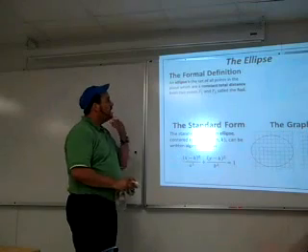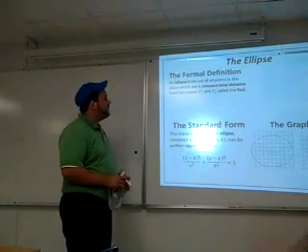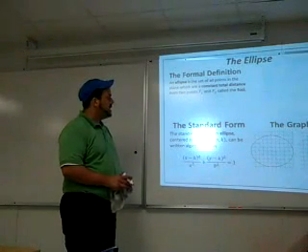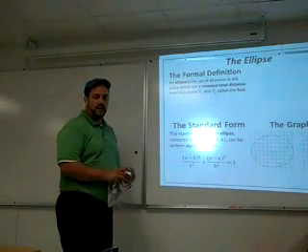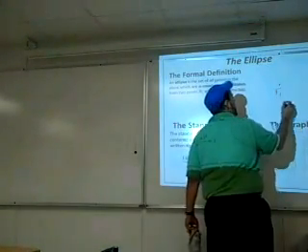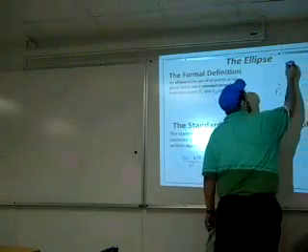Now for the ellipse. Our formal definition of the ellipse is an ellipse is a set of all points in the plane which are a constant total distance from 2 points, F1 and F2, that we're going to call the foci. So let's look at that. I pick 2 points, any 2 points. For now, we're going to call them F1 and F2.